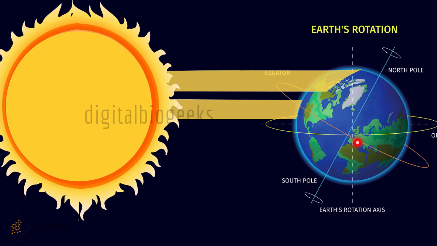Here you can see this is the equator and this is the north pole and this is the south pole. The regions close to the equator get maximum direct heat from the sun. In polar regions, the sunlight falls at a shallow angle which is spread out in a larger area and hence polar regions are cold. As the equator receives maximum sunlight, it heats up the air in that area.